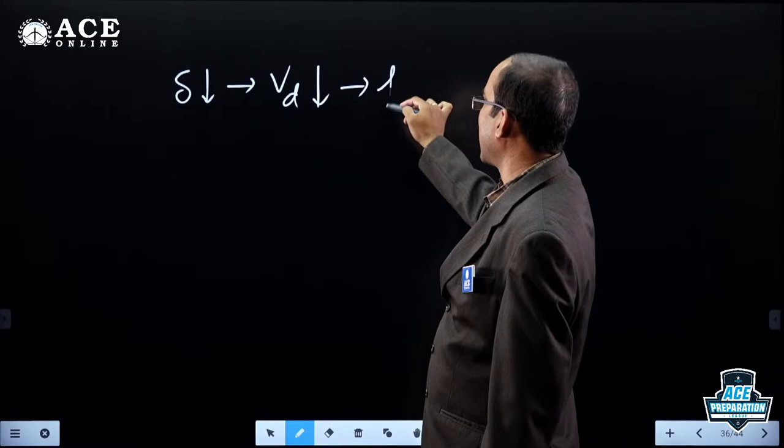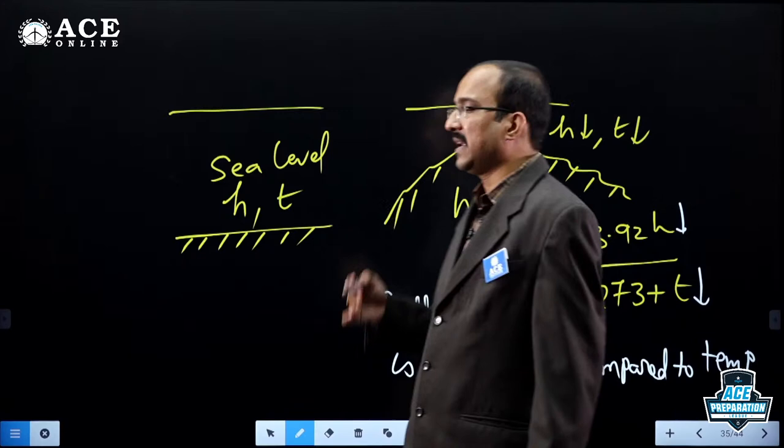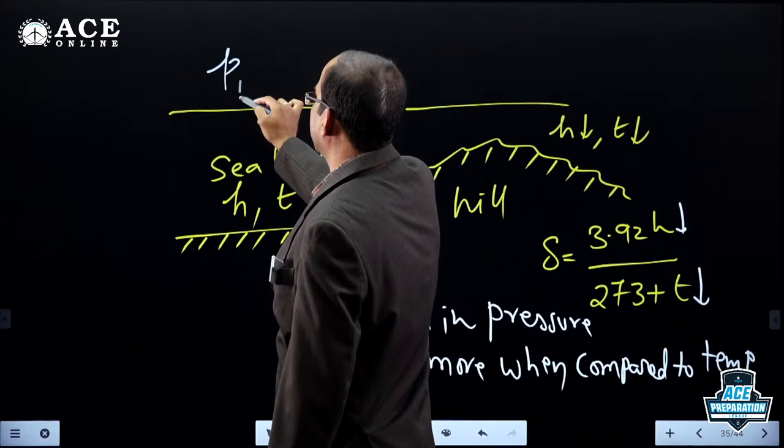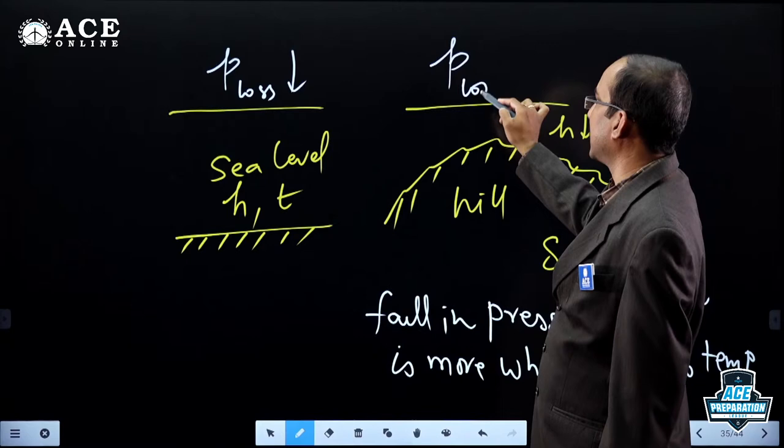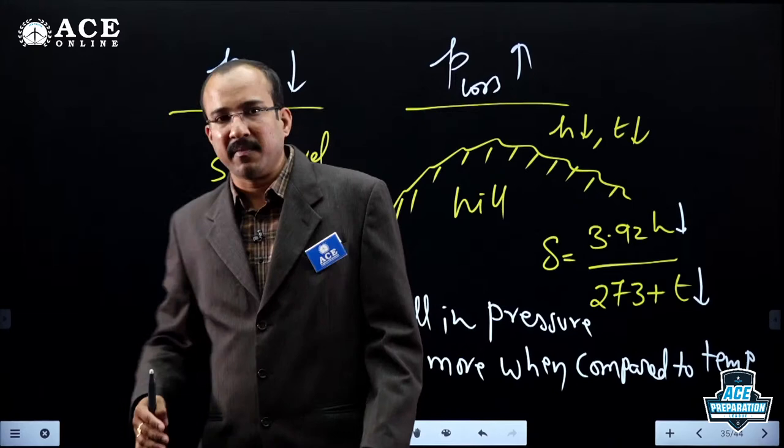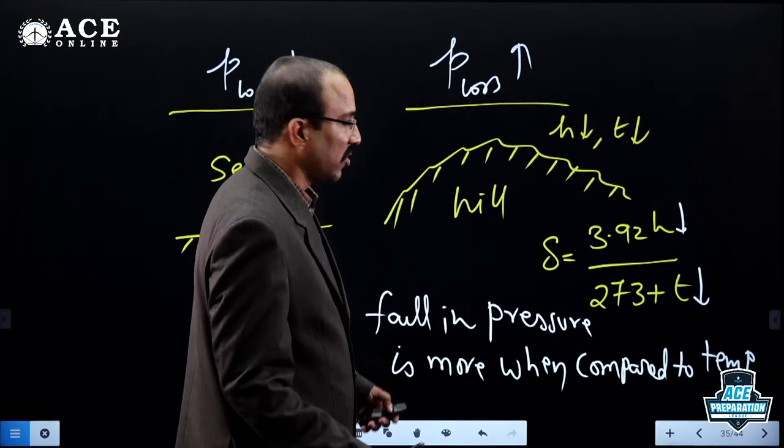So, where the corona loss will be more, at sea level or at a hill station? At sea level, corona loss is less. But if you are going for hill station, corona loss will be more. So, the chance of occurrence of corona will be more in hill station areas. This is also one of the important objective type questions that can be framed.